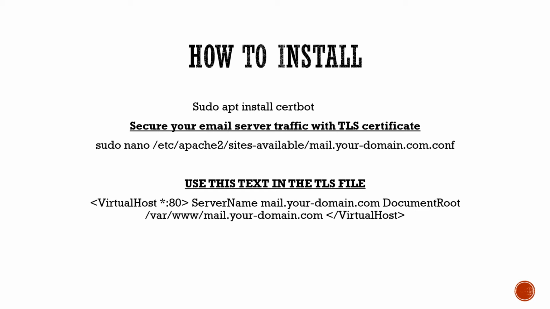So the next thing is what you're going to do to secure your TLS server traffic with the certificate. Obviously, as we've done before, you're going to use this particular command, and it is associated with Apache, as you can see. Once you do this, you can use the second command to begin obtaining the TLS cert. After typing this command, you will copy the text listed at the bottom, where I put "use this text in the file," into the file, and save and exit, and you should be good to go as far as having the TLS file set up.